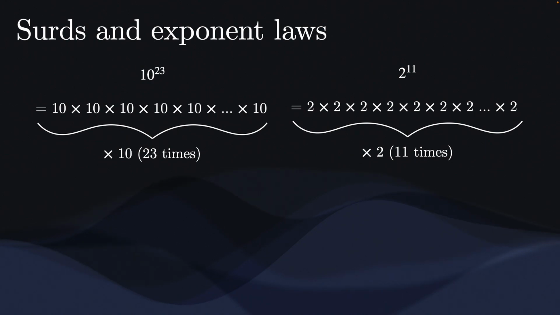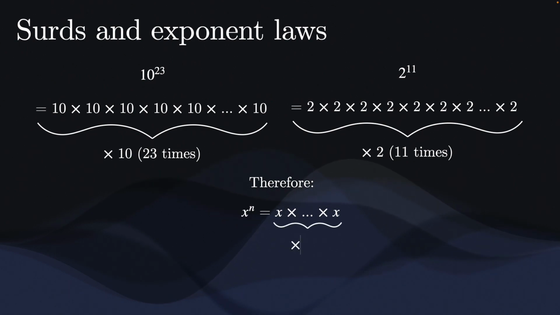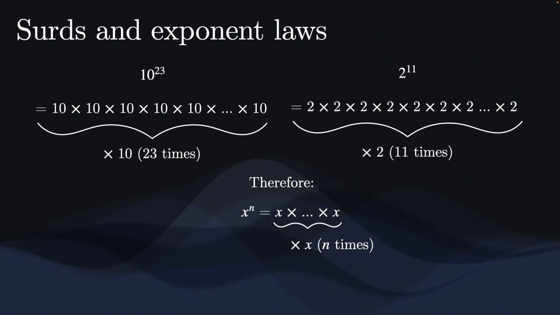And therefore, what we can do is find a general rule. Some number x to the power of n means that the number x multiplies by itself n times. And that is essentially the basic law of an exponent. Now, just using this knowledge, let's see if we can start finding some equations.